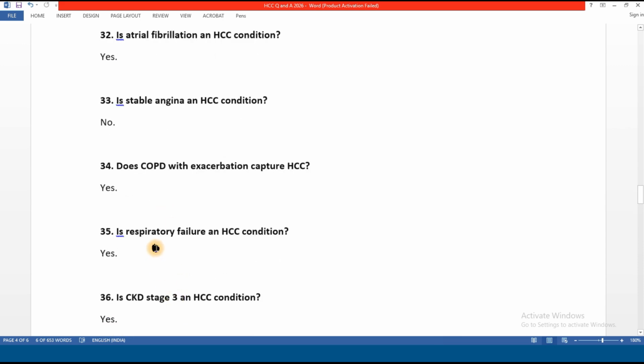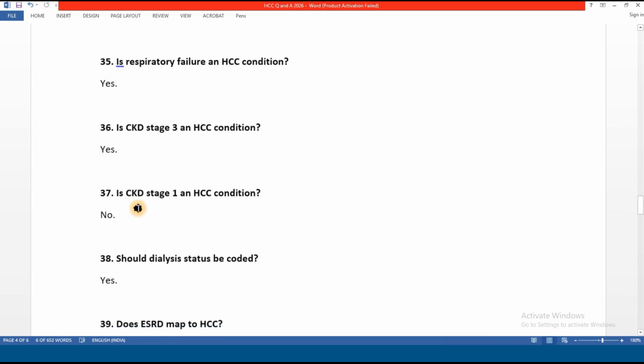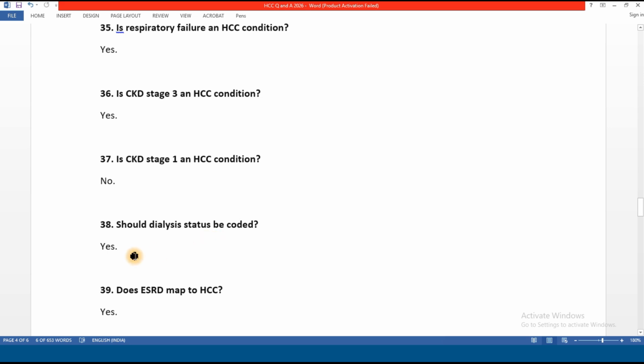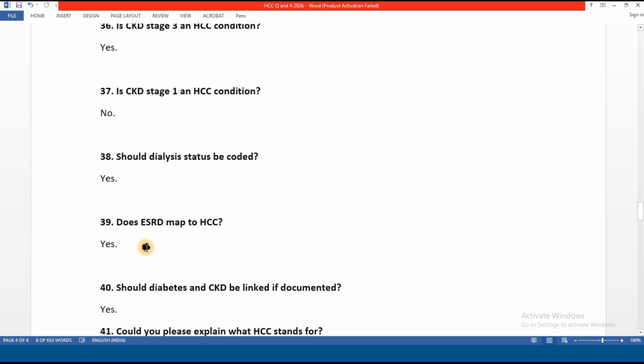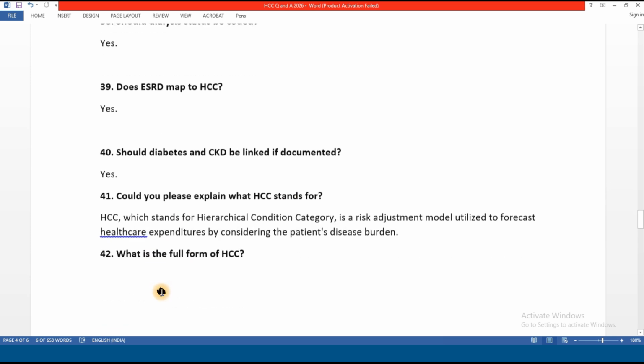Okay. Is respiratory failure an HCC condition? Yes. Is CKD stage 3 an HCC condition? Yes. Is CKD stage 1 an HCC condition? No. Okay. Should dialysis status be coded? Yes. All status codes need to be captured. Does ESRD map to an HCC condition? Yes. Should diabetes and CKD be linked if documented? Yes. Okay.